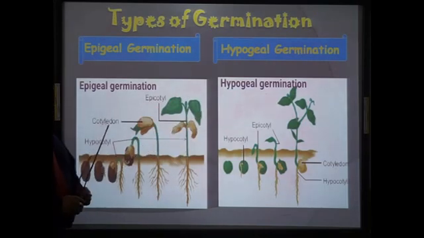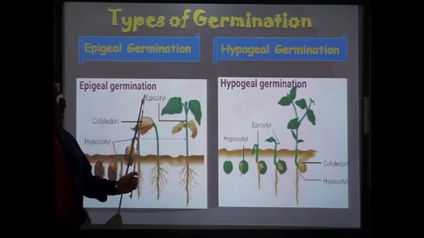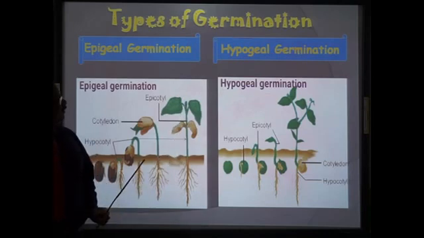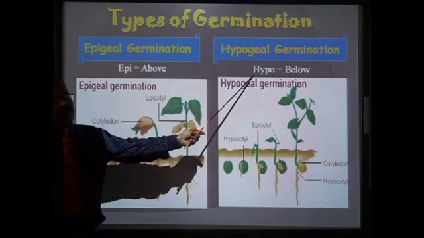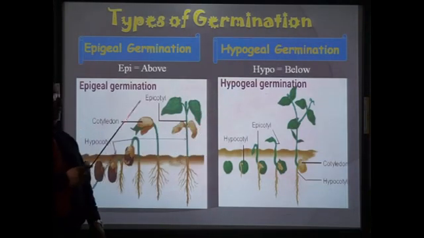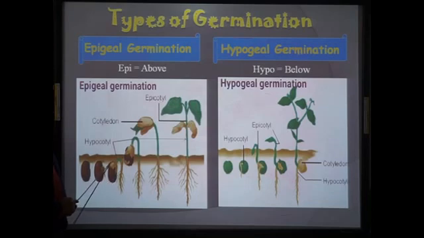And to find out which one is epigeal and which one is hypogeal, I'll give you a clue. And that is, epi means above and hypo means below. So just keep this thing in mind. Epi means above and hypo means below. This is the cotyledon. This is the cotyledon. Now, cotyledon goes up. It is pushed upwards.